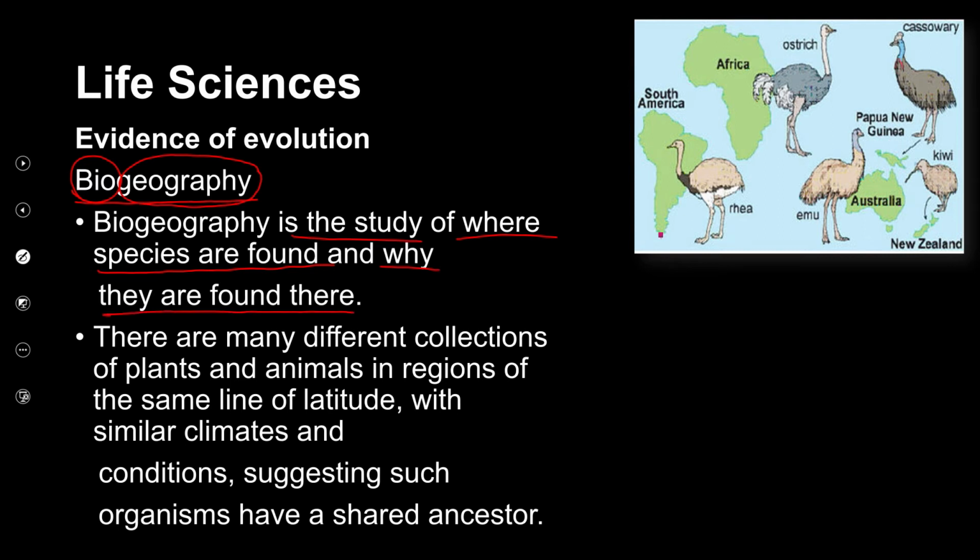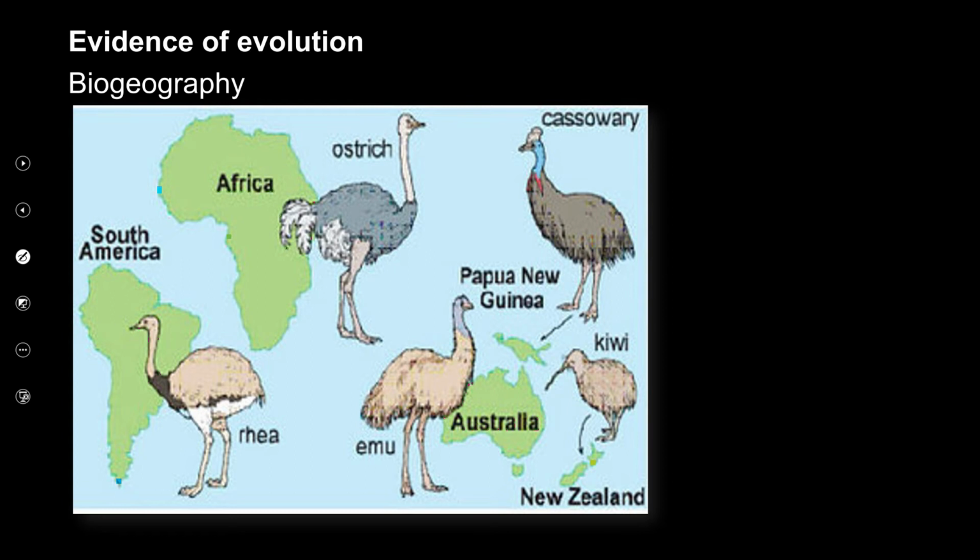All right, so if we have a look, there are many plants and animals in the world, in regions that are similar. Okay, so of the same line of latitude, with similar climates and conditions, and that then suggests that possibly these organisms share a common ancestor. All right, so let's have a look at the diagram over here, and in fact on the next slide we've got it a little bit larger. And this is one example of large, basically flightless birds that you can see on different continents.